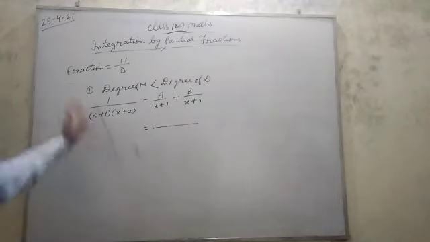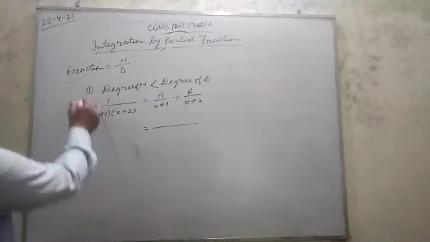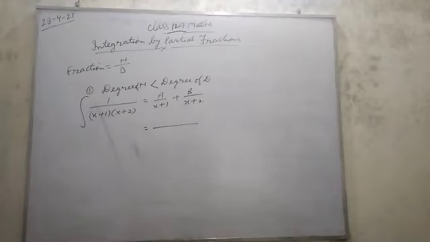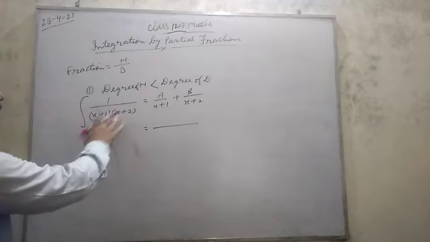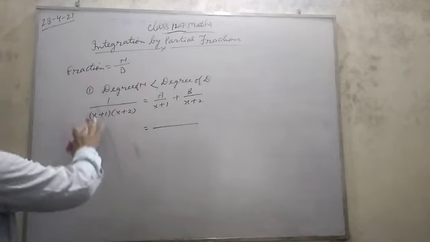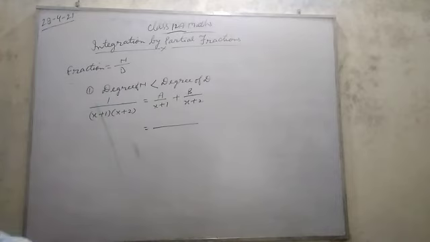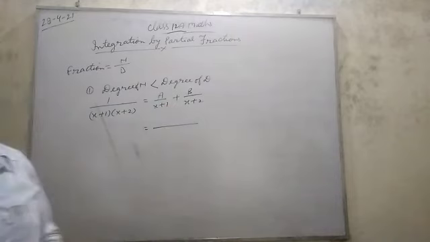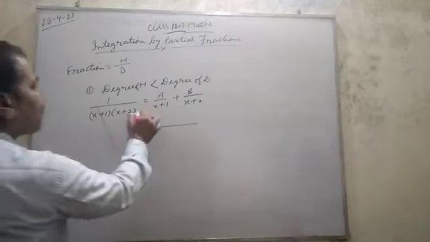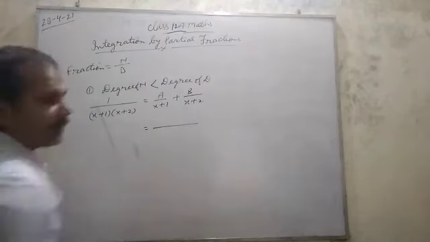Understood? Directly we will not integrate it. So first you write it in this form, and after finding the a and b values, put them here, then integrate separately. Suppose there is any other function also, so plus c upon the next factor. Clear?